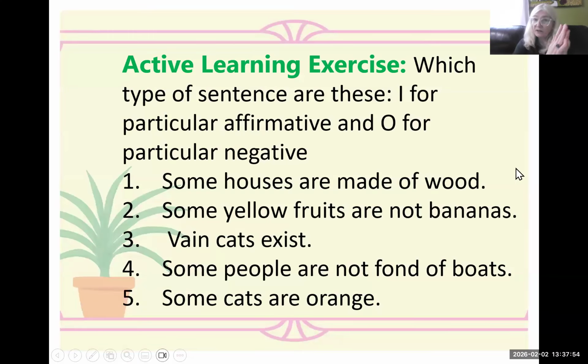So for these, we're going to use I for particular affirmatives and O for particular negatives. So tell me if this is an I or an O sentence. Some houses are made of wood. Some yellow fruits are not bananas. Vain cats exist. Some people are not fond of boats, and some cats are orange.